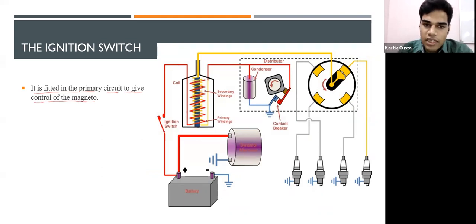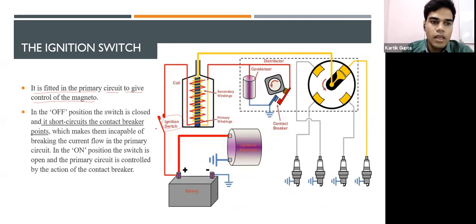As I told you, this is the ignition switch. In the off position, the switch is closed. When the ignition is off, the switch is closed, that means it is connected, and it short circuits the contact breaker. If you see the contact breaker here, it is also connected here. This is what happens in the off position, which makes them incapable of breaking the current flow in the primary circuit. If they are not able to break the current flow, what will happen? There is no EHT voltage produced.